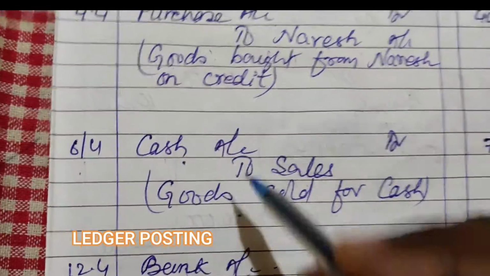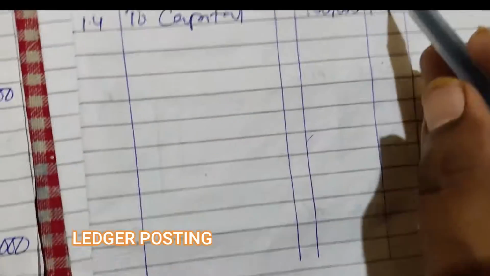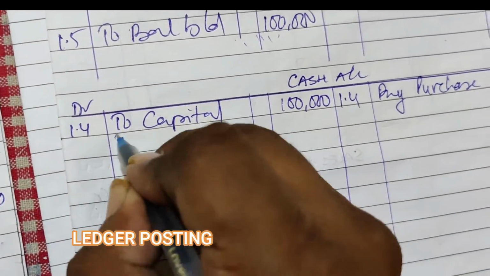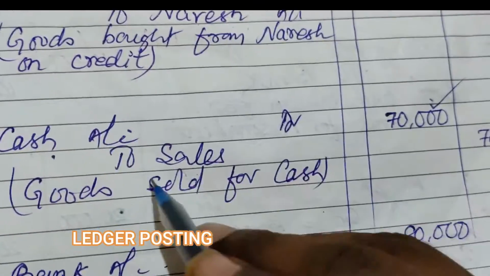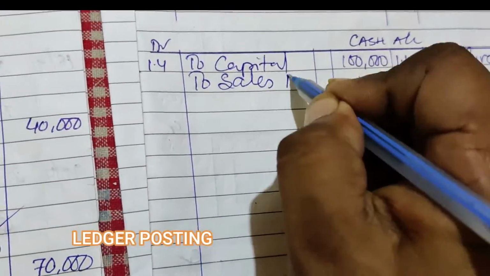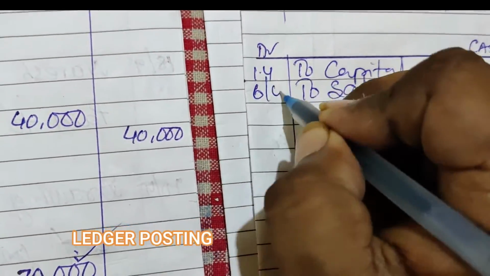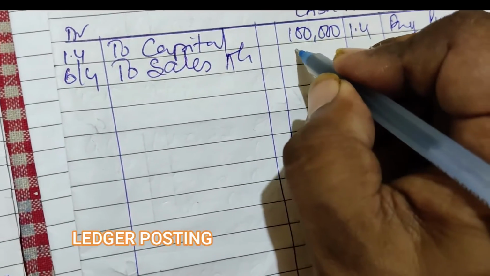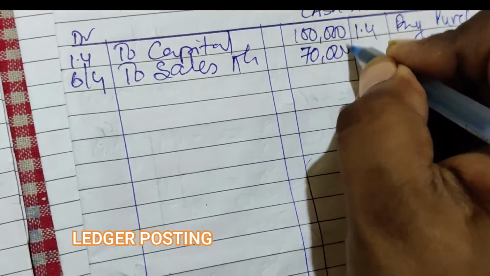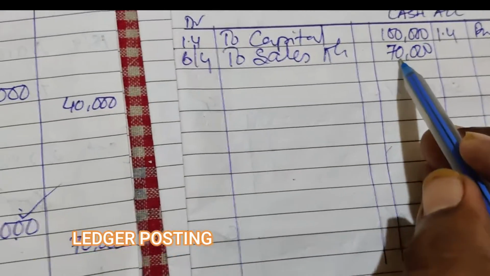The cash is debited here. This cash is how much? 70,000. Let's go to the cash account debit side. Cash account is debited to sales account. The date is 6th April. Write the date 6th April. The amount is 70,000. So we have recorded in the cash account, debited 70,000.